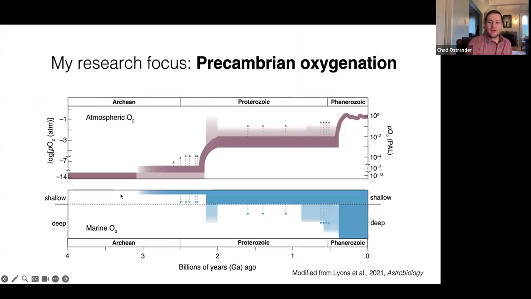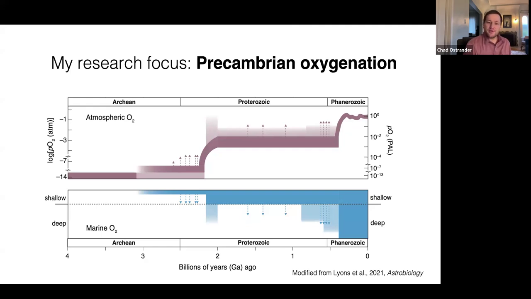Right, so my research focus, like many of you in this room, is Precambrian, but even more specifically, Precambrian oxygenation. And so we've made a lot of progress over the past century or so in understanding the history of oxygen on Earth. So those of you who are on the call today have your own opinions of how this figure should look, but this is a generalized idea of how atmospheric and marine oxygen has evolved through Earth's history for the past 4 billion years.